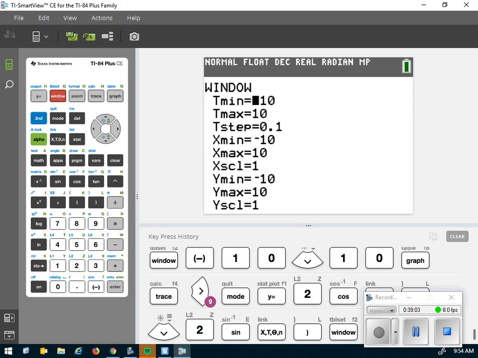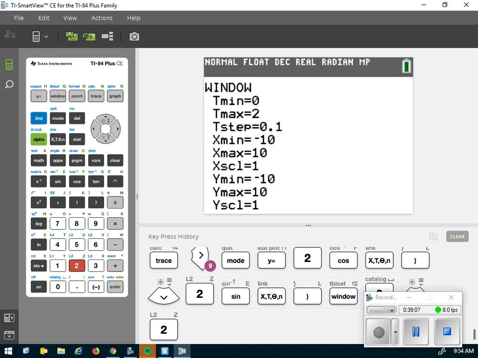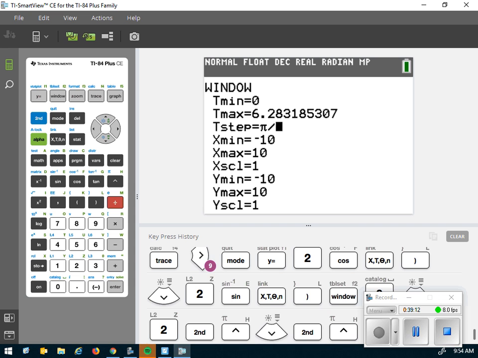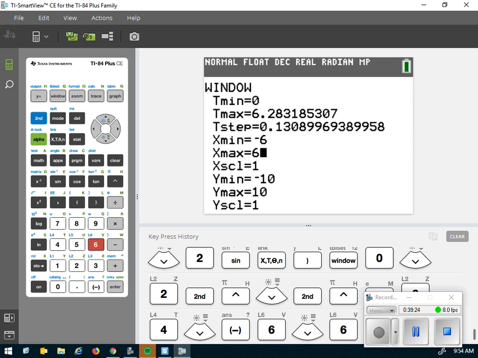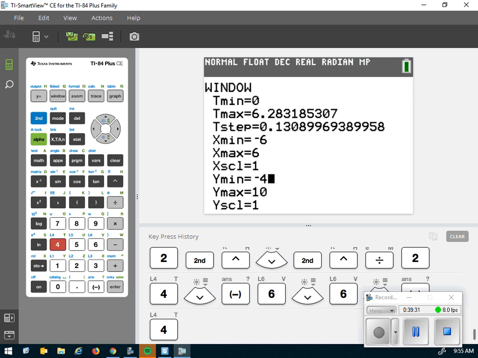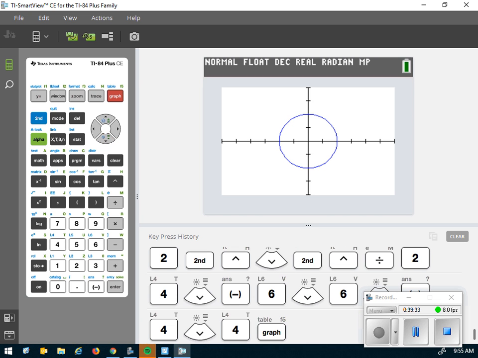What did it say to do on your window? Yep. Let's go in increments of pi over 24. I know I'm going to want to change this. I never can remember if I want to go -6 to 6 on the x's or -6 to 6 on the y's. Is this the way I want to do it? Yeah. Holy smoke. Look at that.